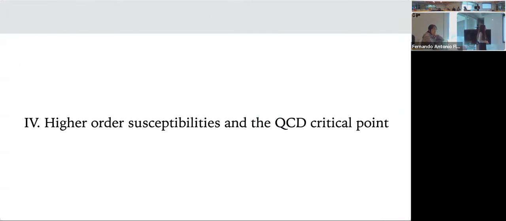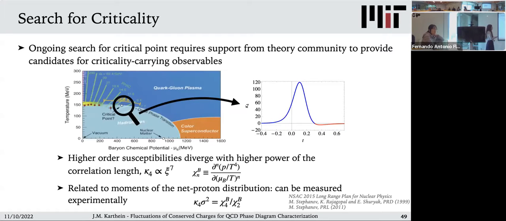Okay, so I want to go on to the next one. I have 15 minutes, including questions. So I'm going to go through this quickly and hope that we can discuss in the question section. Okay, so this is a similar slide that I showed in the beginning, looking for critical nature in the phase diagram means that we need to know what observables to go after.